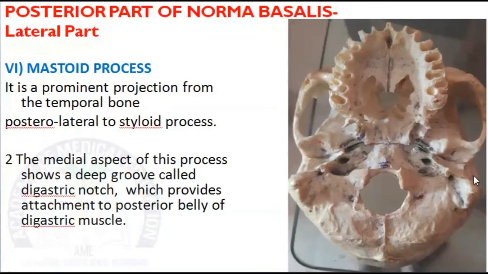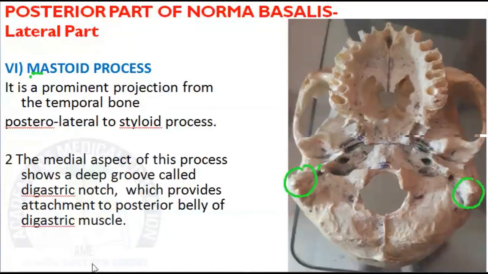The mastoid process, the structure you are seeing, is on the other side as well. It is a prominent projection from the temporal bone, posterolateral to the styloid process. This is the styloid process, and the mastoid process is a posterolateral bony projection. The medial aspect of this process shows a deep groove called the digastric notch, which provides attachment to the posterior belly of the digastric muscle.